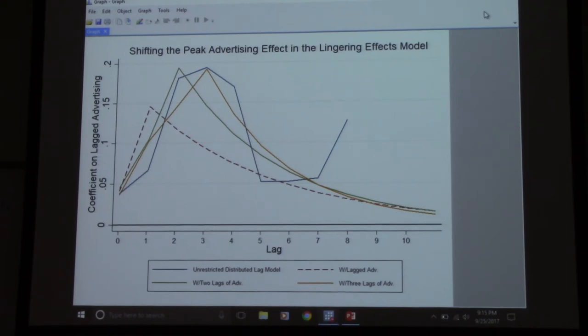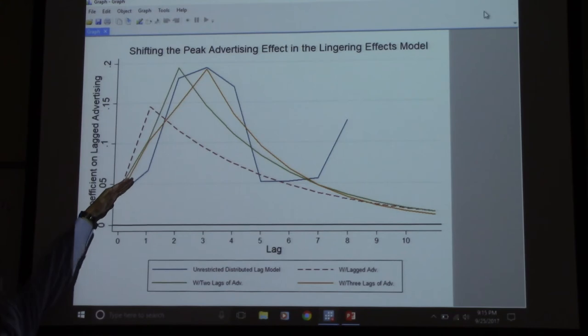The polynomial is one method that seemed to fit this pretty well. But even with this model, even with this data, we can fit the lingering effects model to it by adjusting those peak effects to occur at three periods as opposed to the first period.